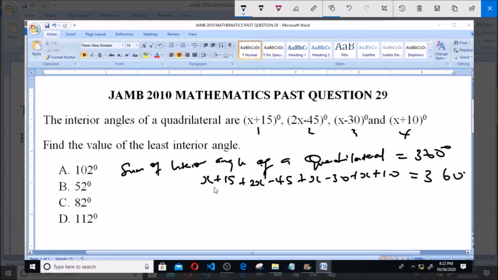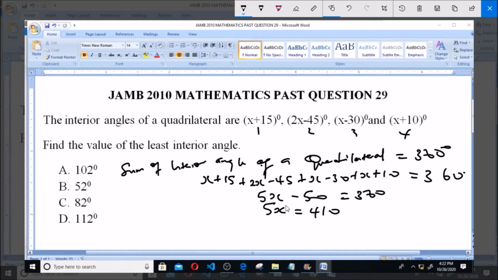Now from this we have x plus 2x, which is 3x, plus x, 4x, plus x, 5x. Now looking at the constants, we have 15 minus 45, which gives us minus 30, minus 30 minus 30 gives us minus 60, plus 10 gives us minus 50, is equal to 360. From this we have that 5x is equal to 410, because this minus 50 will go to the other side to become plus 50.